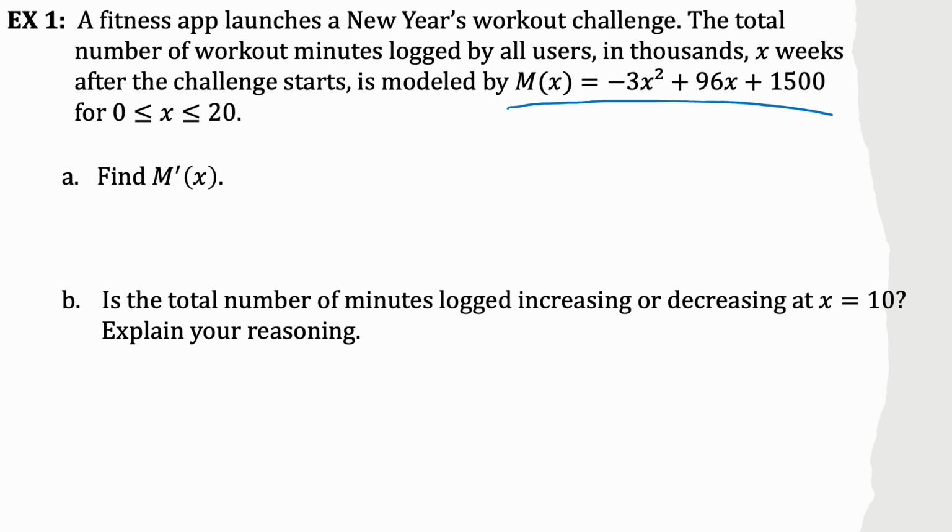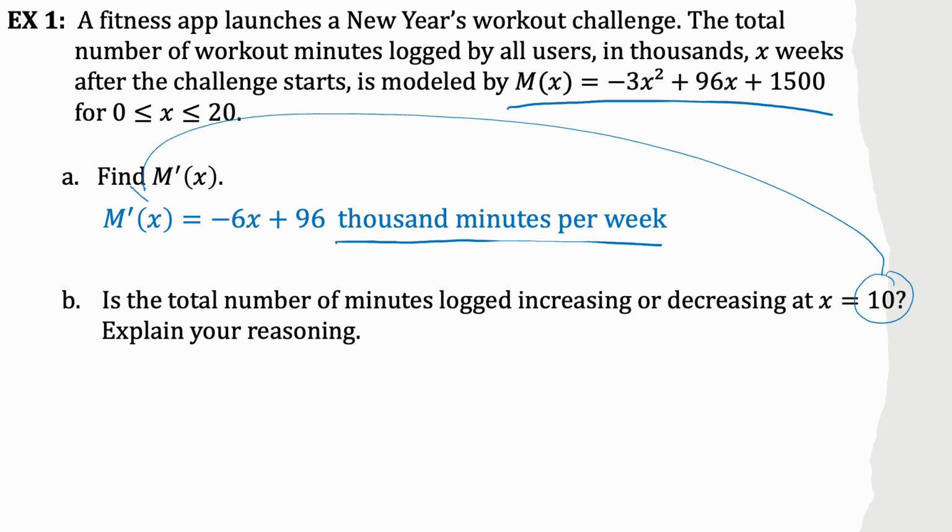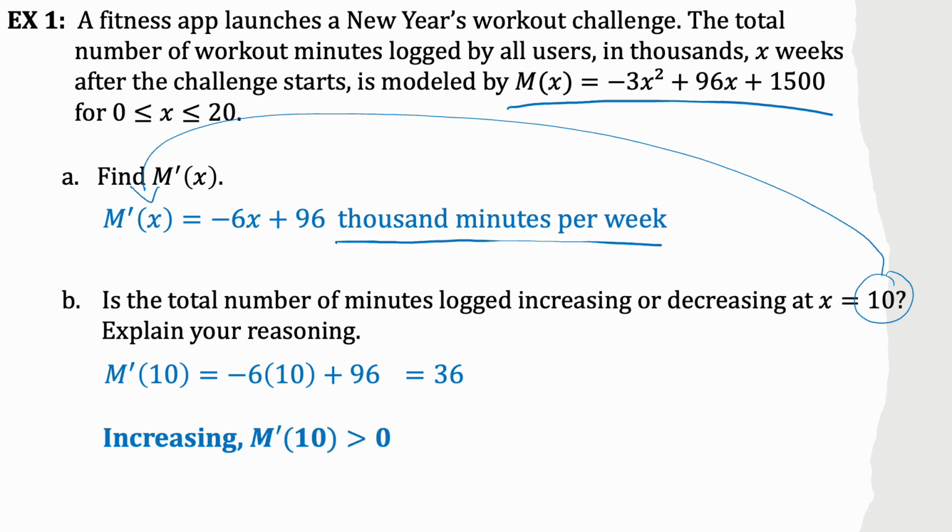So we'll take the derivative of our polynomial, and you get negative 6x plus 96, and that's going to stand for thousands of minutes per week. So with that, we can go on to b. Is the total number of minutes logged increasing or decreasing at x equals 10? So take 10 and plug it into the derivative. You get 36. 36 is bigger than 0, which means that the quantity we're looking at, the number of minutes logged, is increasing at x equals 10 weeks.